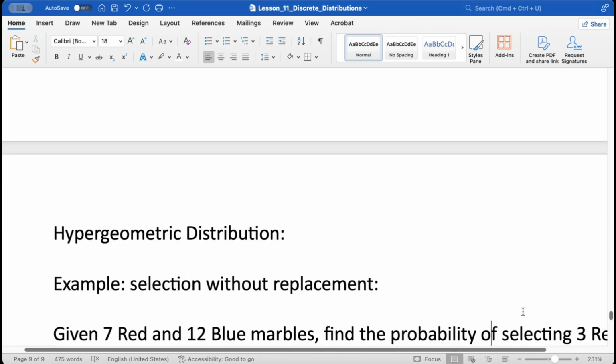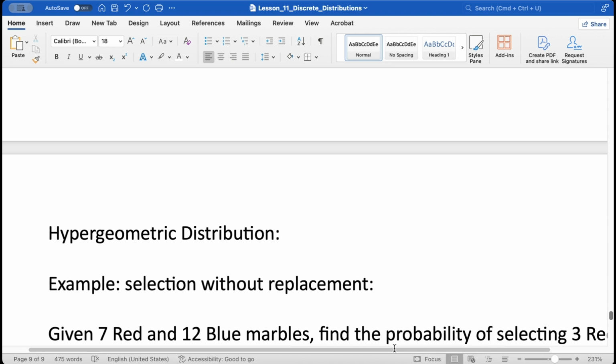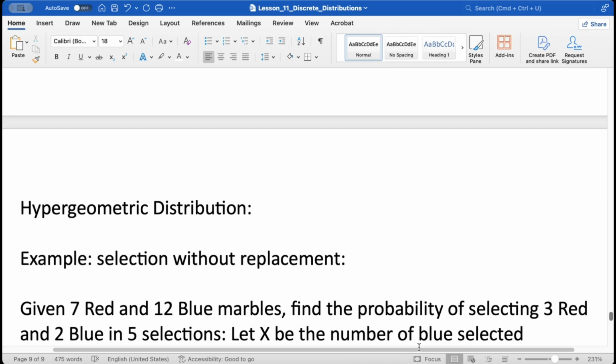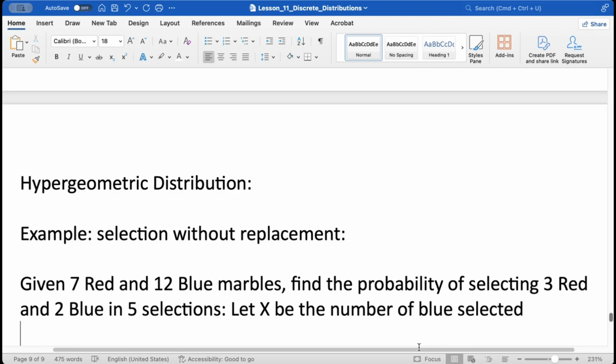Hypergeometric distribution. So this is kind of similar to binomial, but the selections are done without replacement. And so that's going to affect the probabilities. We don't have a consistent probability. The trials are dependent. So we have an example here without replacement. Given we have a total of 7 red and 12 blue marbles, find the probability of selecting 3 red and 2 blue.